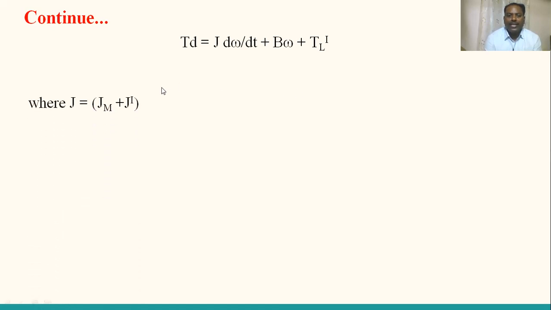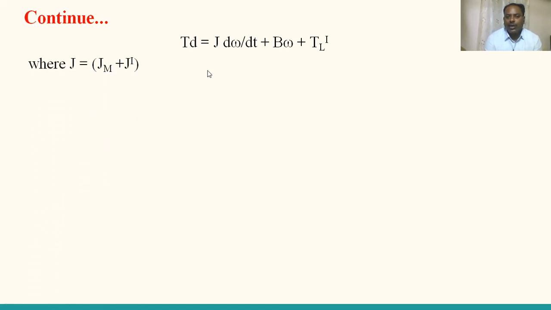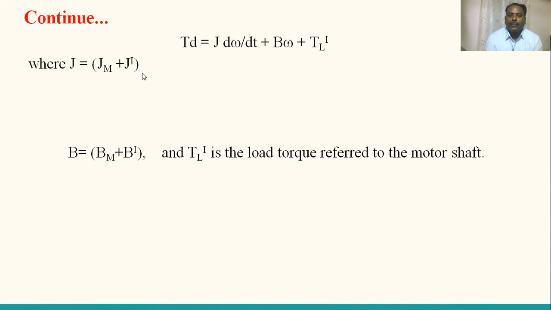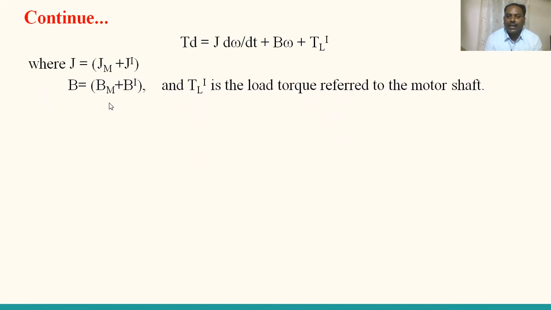Here J is the motor inertia as well as the external load inertia; both are to be taken into account. Similarly, friction includes the motor friction as well as the load friction. And TL dash is the load torque referred to the motor shaft.